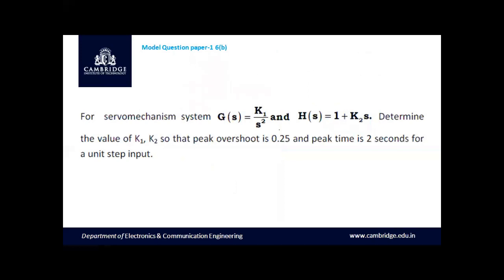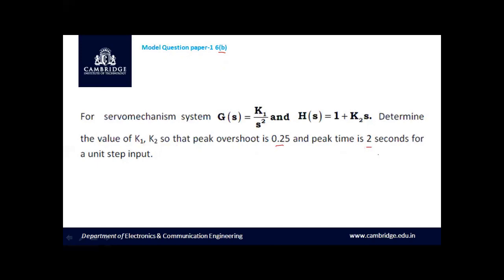This is the same type of problem which has been taken from model question paper, which has been released by VTU recently. From model question paper 1, 6b, we have the same question. For servo mechanism system, G of s is equal to K1 divided by S square and H of s is equal to 1 plus K2 into S. Determine the value of K1, K2 so that the peak overshoot is 0.25 and the peak time is 2 seconds for a unit step input.